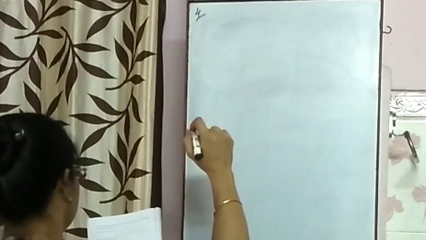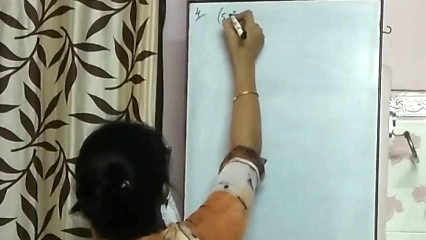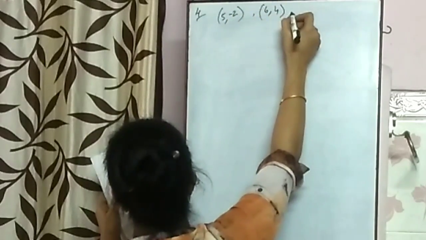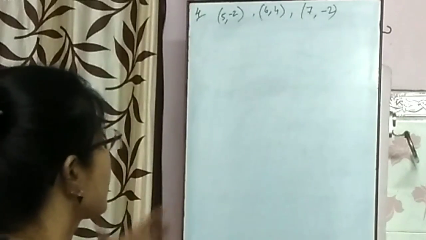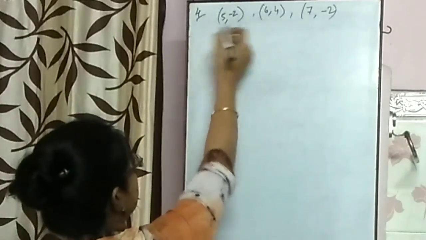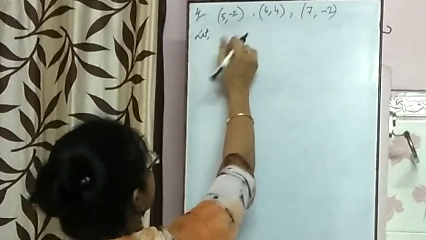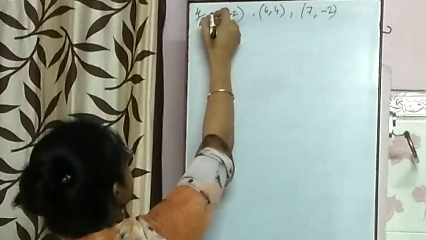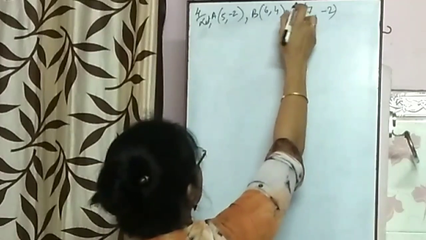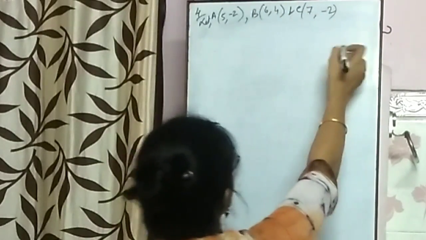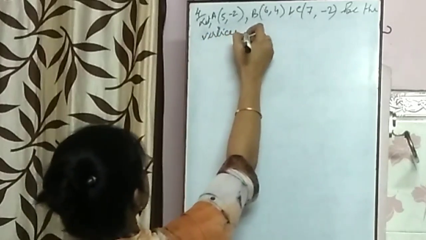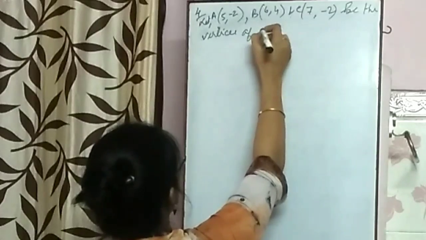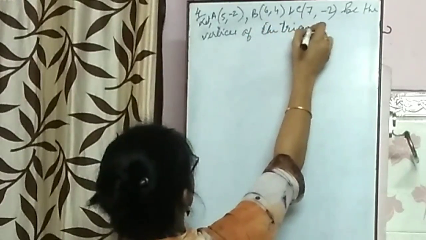Question number 4 is given with some points: 5, minus 2, 6, 4 and 7, minus 2. You have to check whether these 3 points are the coordinates of an isosceles triangle or not. So what we'll do, I'm just showing you the steps, you can do it by yourself. Your first point is what? Let A, B and C be the vertices of a triangle.